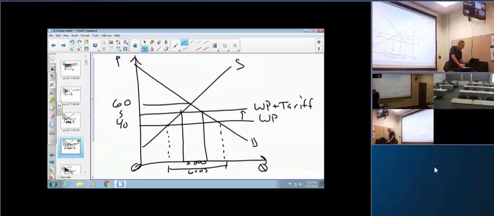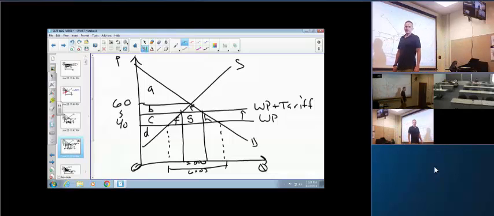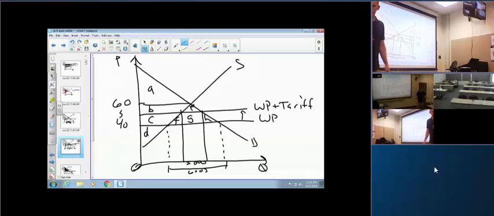Now we got a bunch of shapes and areas here. Let me see. A, B, C, D, E, F, G, and H. And what we need to do is go through and talk about all these little areas here. I gotta get your test back here also.